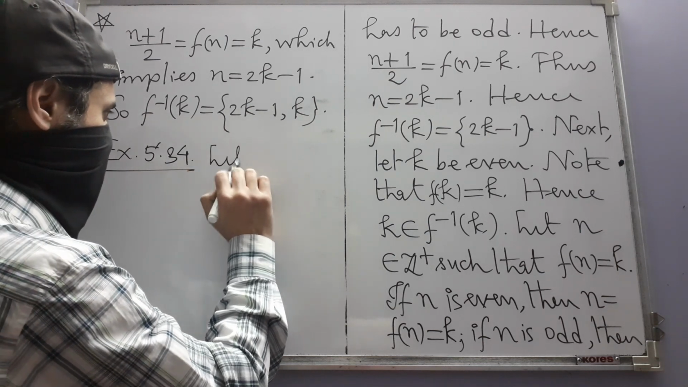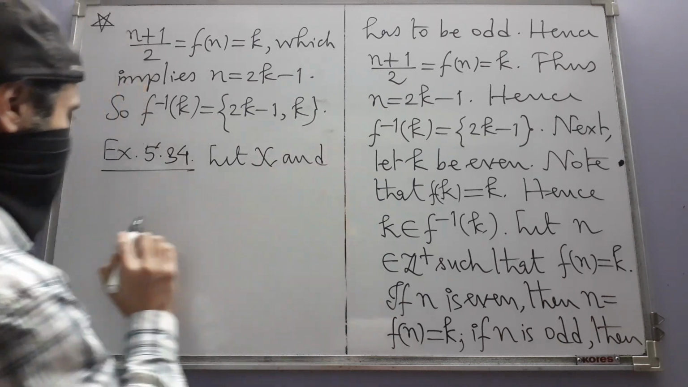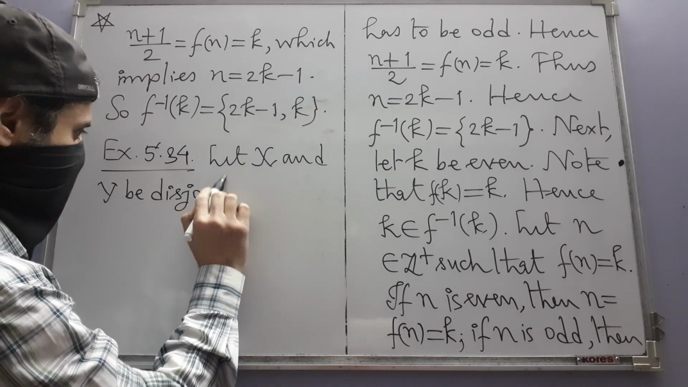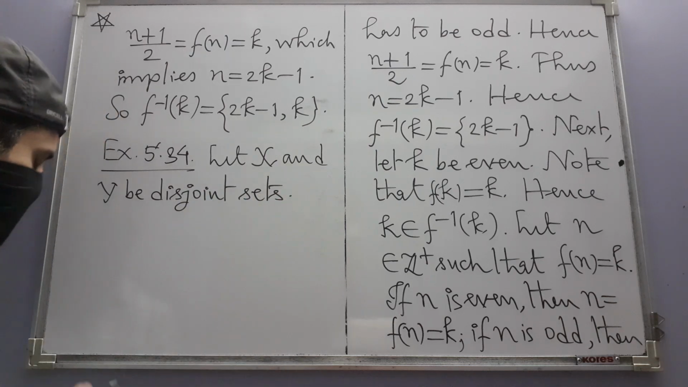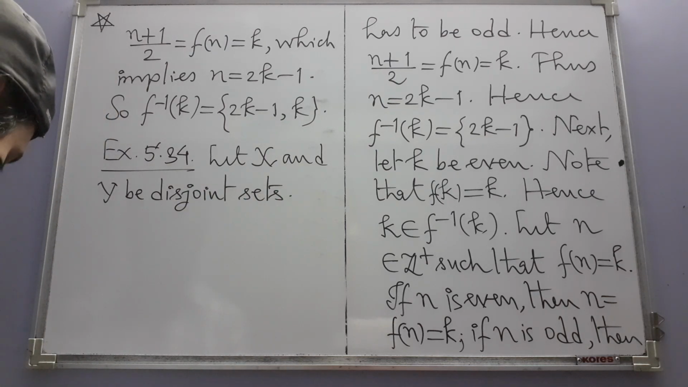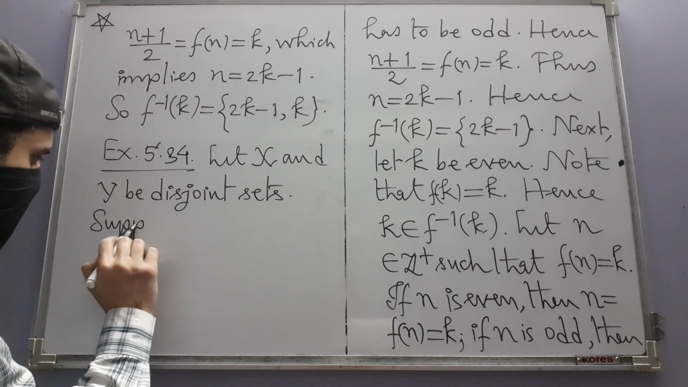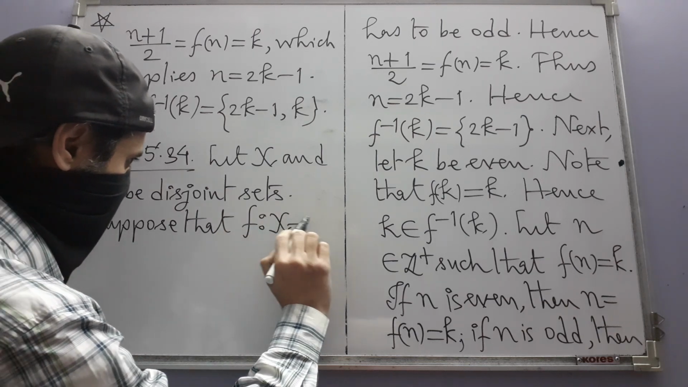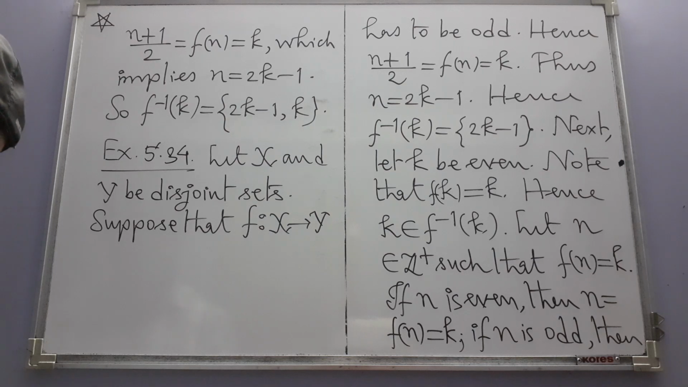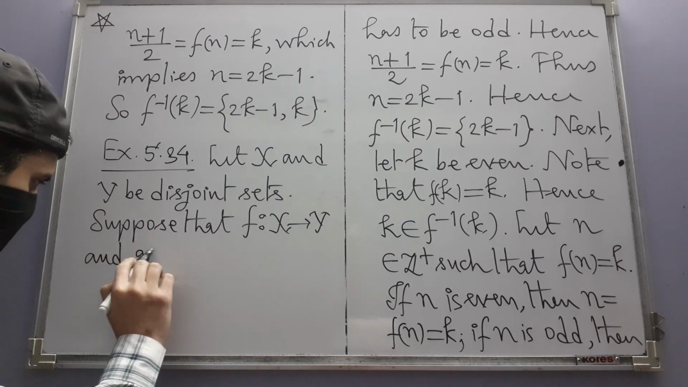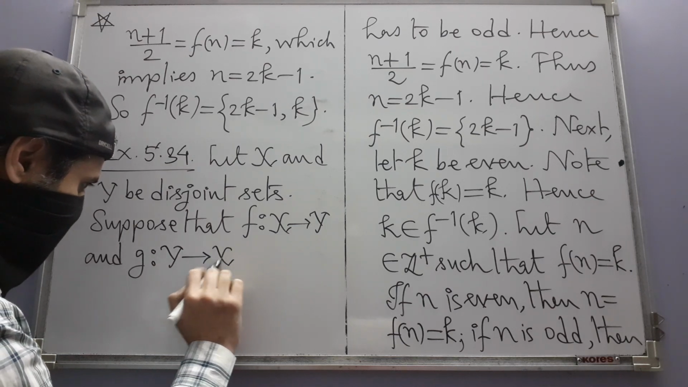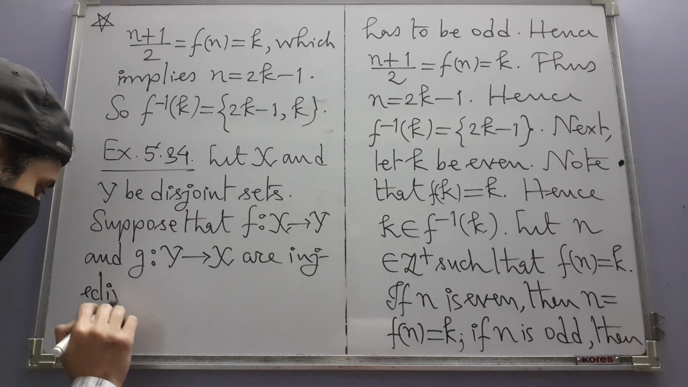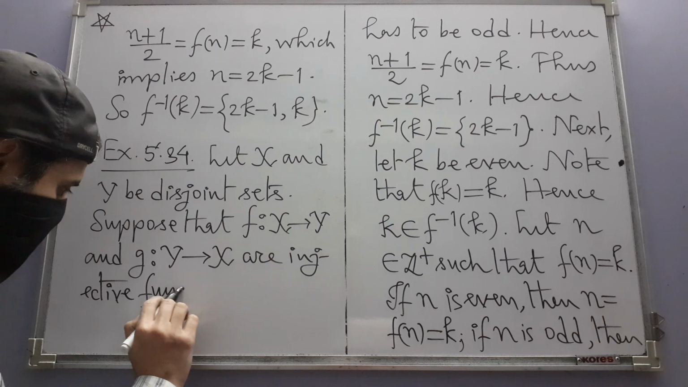Let X and Y be disjoint sets. So there is no element common between X and Y. Suppose that f from X into Y and g from Y into X are injective functions. Injections are one-to-one functions.